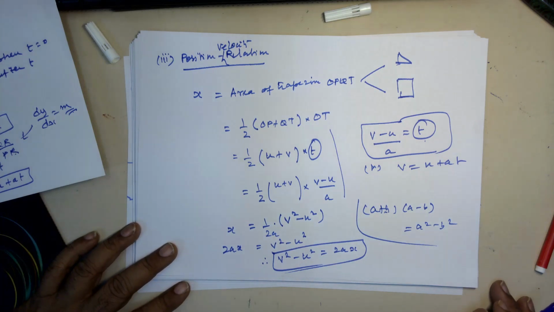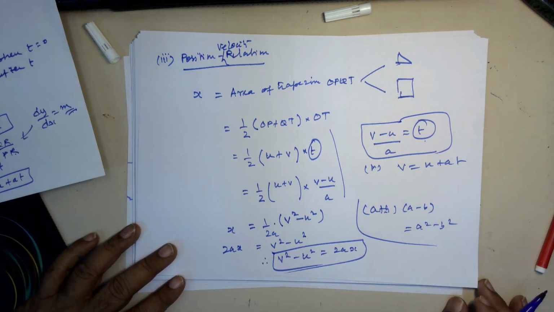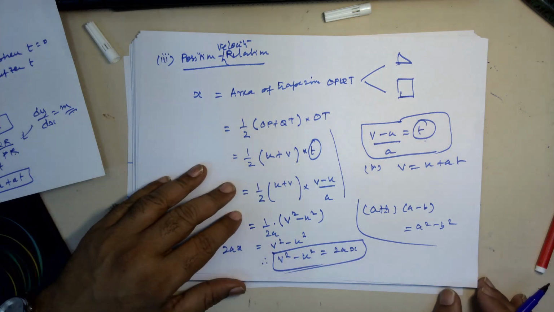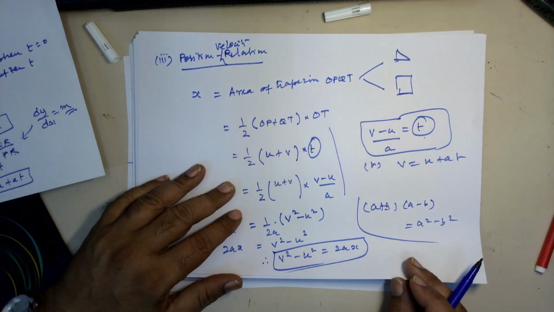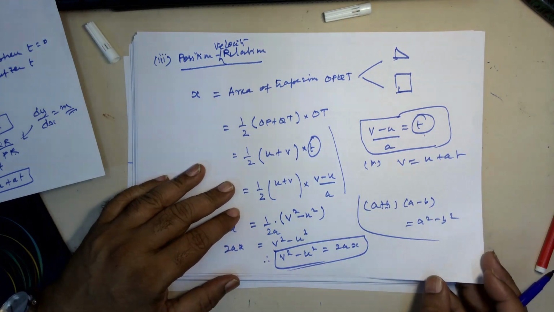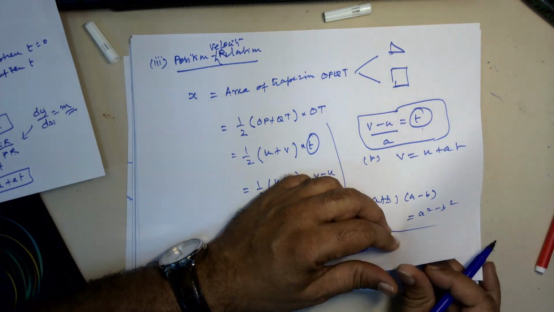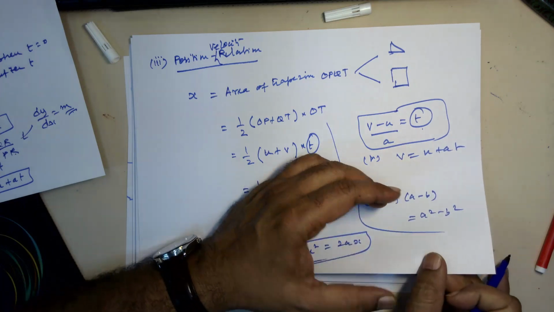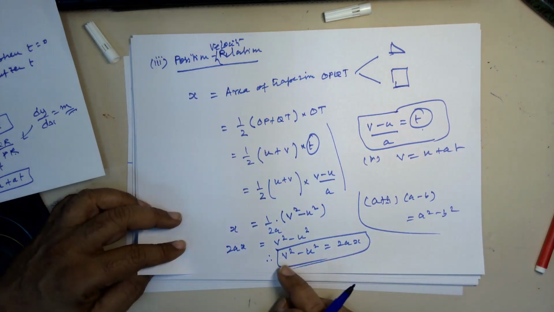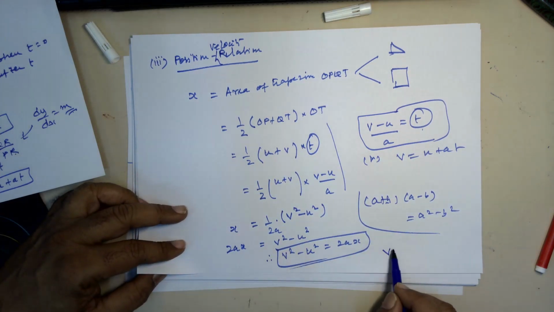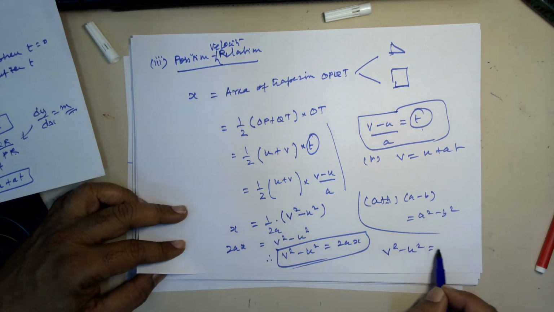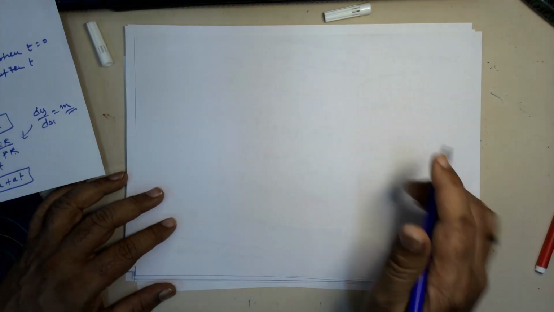What is that relation? Position and velocity relation, right? And we can derive the displacement of the particle in the nth second also. Let us do it, right? And this is also called, instead of x, they may put s also. So in that case, v squared minus u squared is equal to 2as.